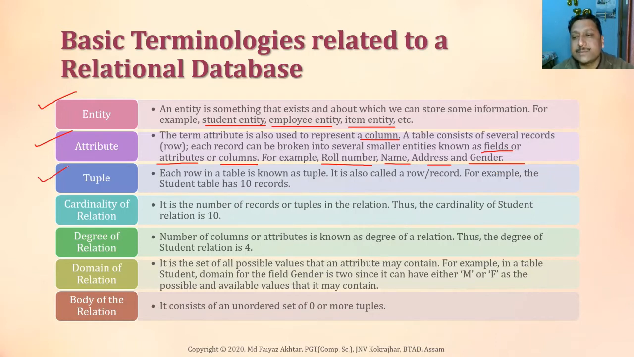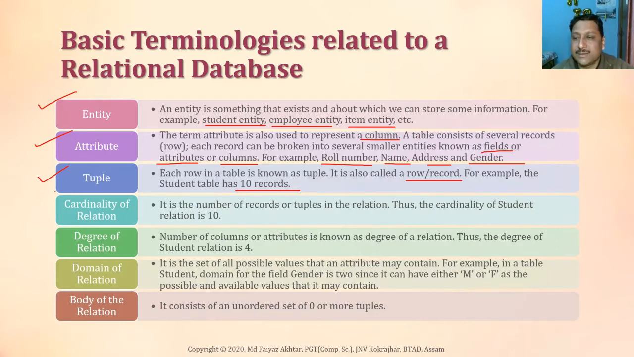Next one is tuple. Each row in a table is known as a tuple. It is also known as a row or record. For example, if the student table has 10 records, or 10 rows, then we can say that this table is containing 10 tuples.